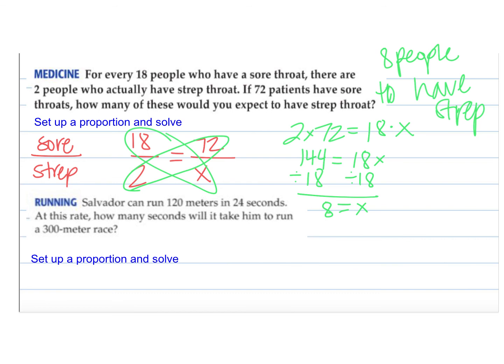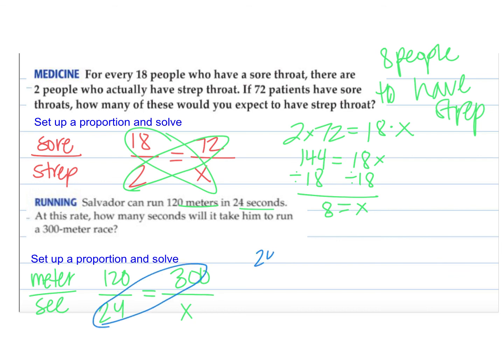Next one, Salvador can run 120 meters in 24 seconds. At this rate, how many seconds will it take him to run 300 meters? So again, we're going to set up a proportion. I'm going to do meters over seconds because that's the order that it showed up in the problem. So if he can run 120 meters over 24 seconds, we want to know how many seconds. So seconds is on the bottom. The 300 meters is on the top.